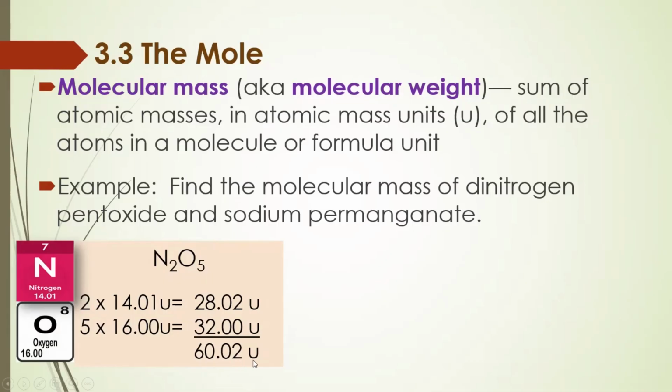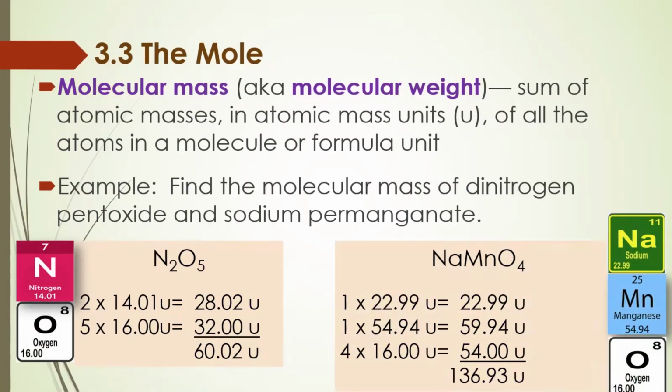60.02 units. Now, these are atomic mass units, and we know that protons and neutrons weigh one atomic mass unit each. So these are really, really tiny amounts. In our ionic compound, we have sodium permanganate.